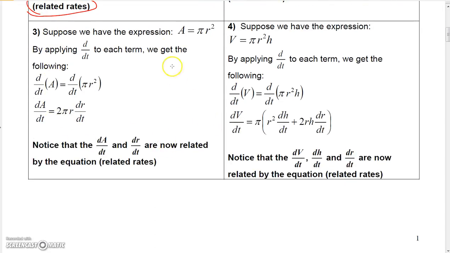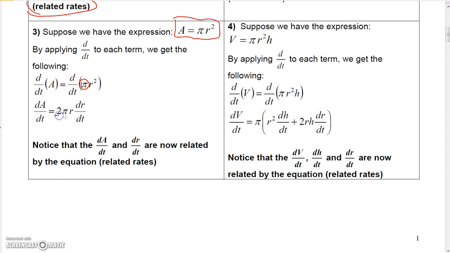Suppose we have the area formula for a circle, A equals pi r squared. Well, we could differentiate this with respect to t. If we take the derivative of A with respect to t, that's what we get, dA over dt. Now if we take the derivative of pi r squared with respect to t, remember pi is a constant, so we can just think of the pi out of the way for a minute and take the derivative of r squared. Well, the derivative of r squared with respect to t is what?